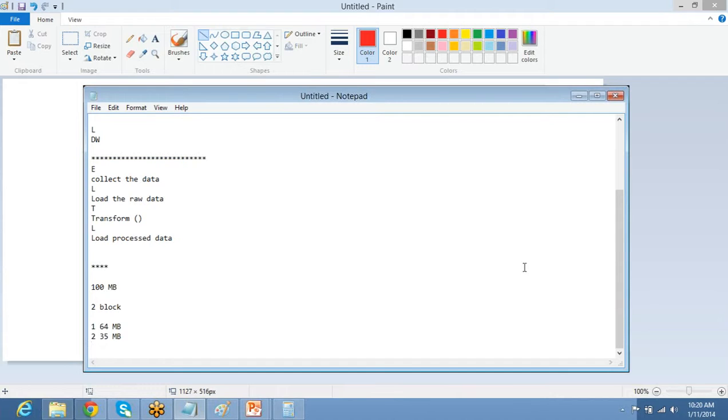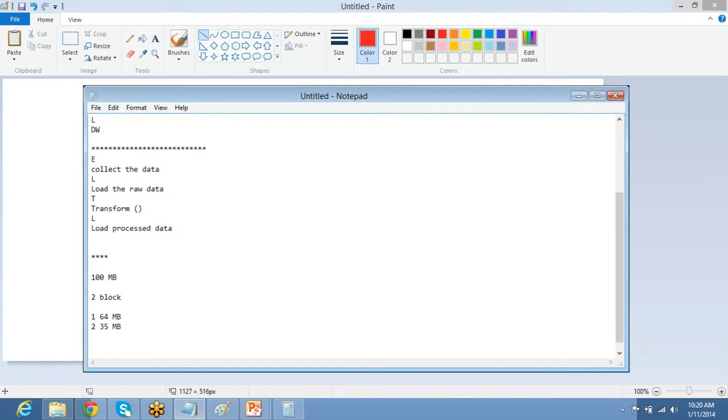What will happen to this remaining space? How much space is there? 29 MB. I think the system will not take more than 35 or 36 MB.